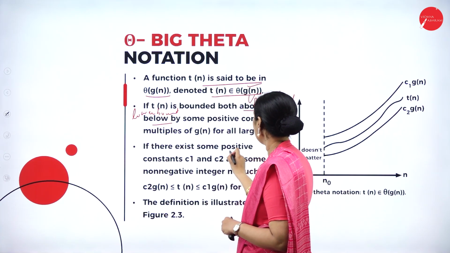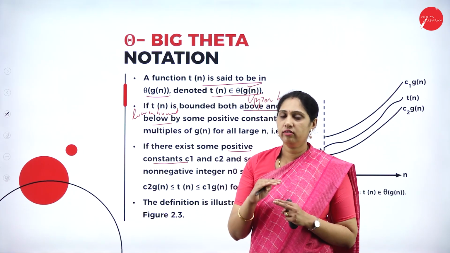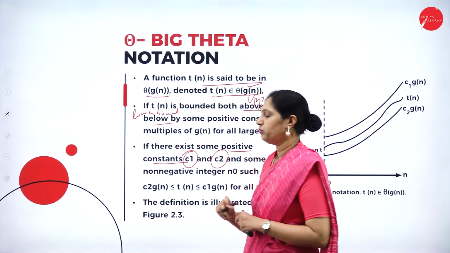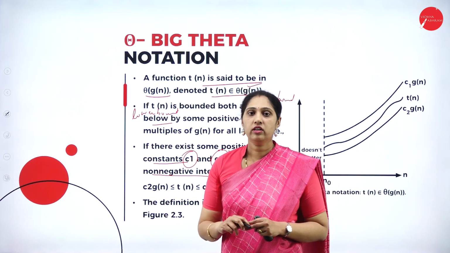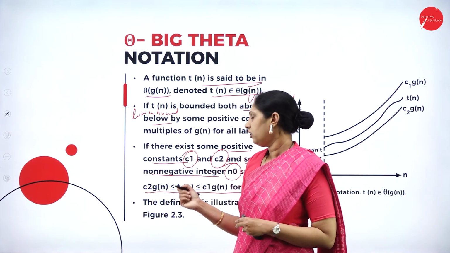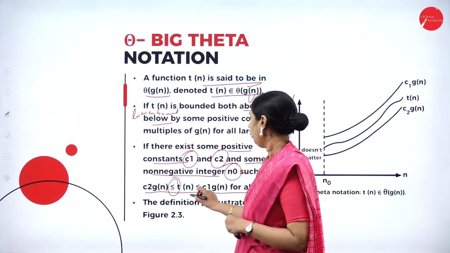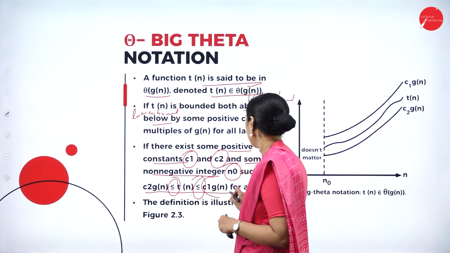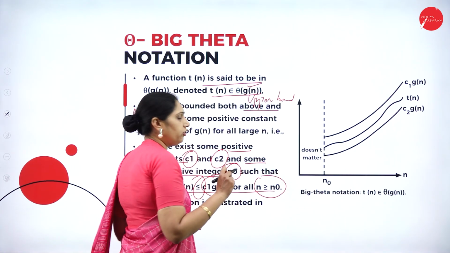Then there exist some positive constants. You can see two constants are there. Why two constants? We have upper and lower bound. So this is C1 and this is C2. And there is some non-negative integer, n naught. What is the condition? C2 of g of n should be less or equal to t of n, and t of n also will be less or equal to C1 of g of n, for all n greater or equal to n naught.